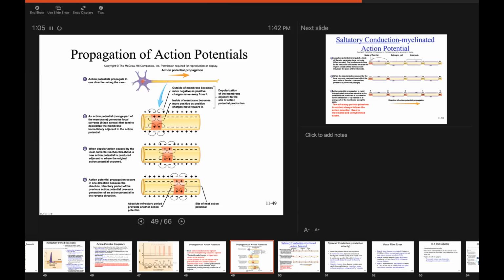It can go in both directions. I just told you that action potentials only move in one direction though. Why? We'll talk about why in a second, right? Let's talk about why it goes in front, anterograde.